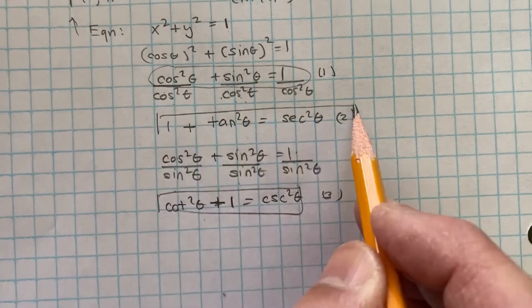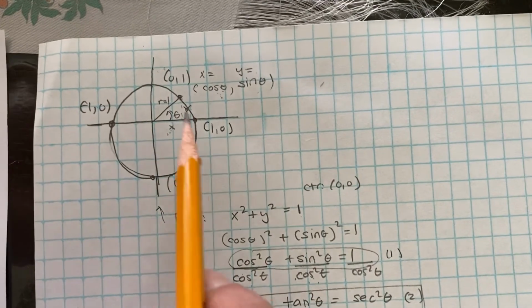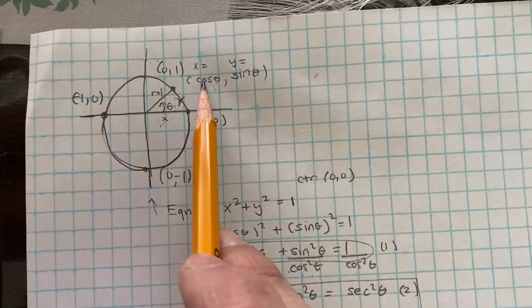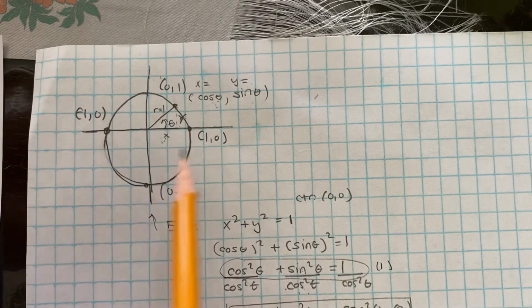Okay, so this will be your last Pythagorean identity. And all 3 of these just come from the equation of the circle. You know that the x-coordinate on the unit circle is cosine theta. You know the y value of the coordinate on the unit circle is just sine theta.